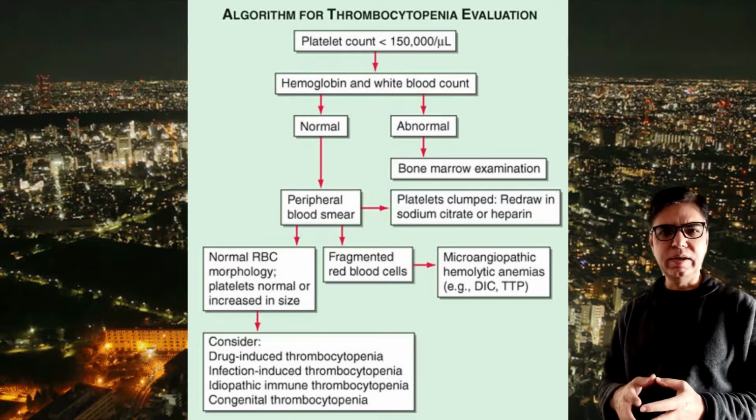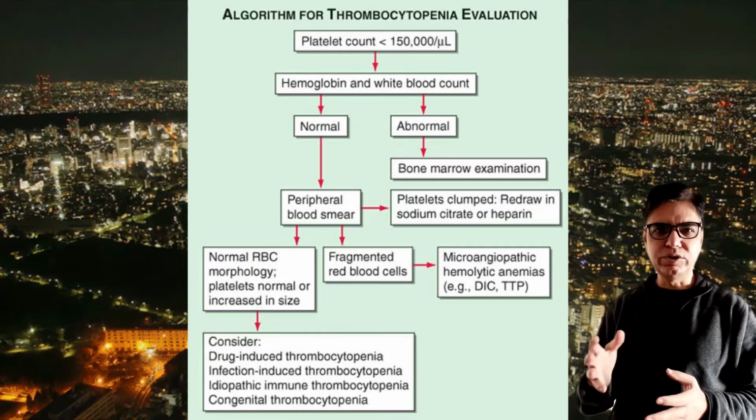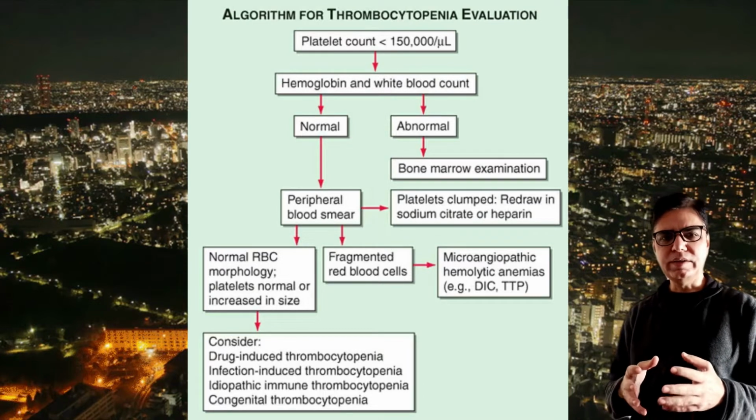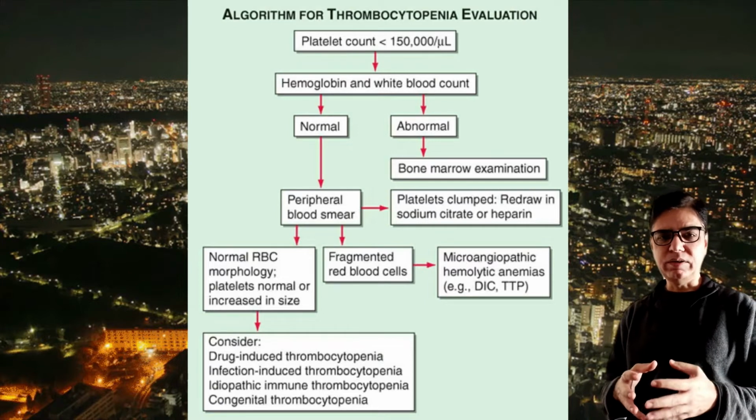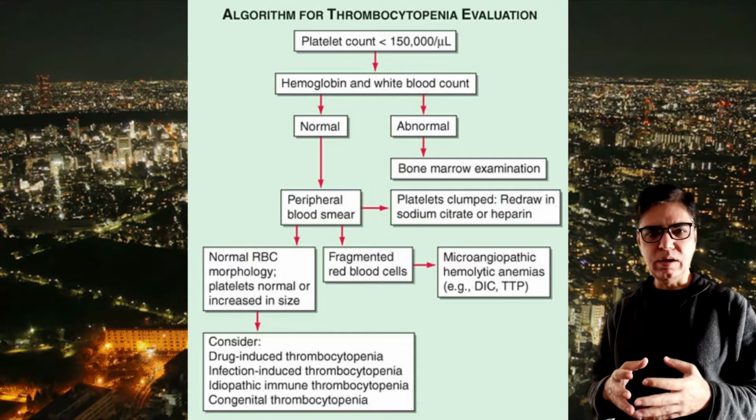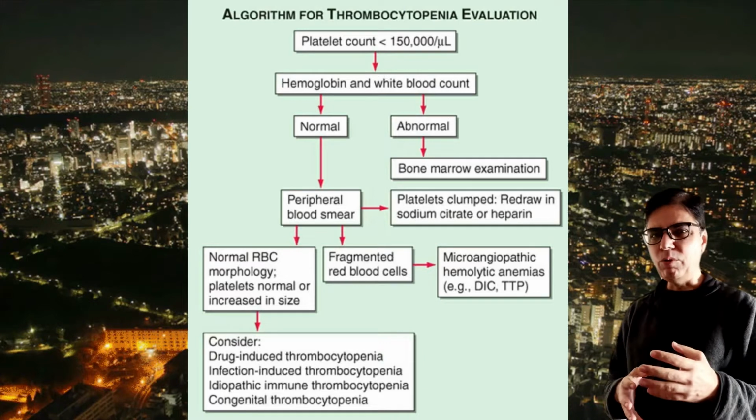Hello, my friends. Let's say you have done a blood test for a child and you find out that he has got thrombocytopenia. That means that his platelet count is less than 150,000 per microliter. Now, how would you further proceed?